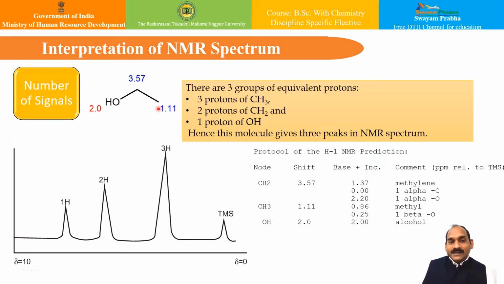So how many equivalent groups are present over here? One kind, two kind, and three kind. And therefore we will have three peaks in this particular case. You can see, there are three groups of equivalent protons: three for CH3, two for CH2, and one for hydroxide. This is OH, and hence this molecule gives three peaks in the NMR spectrum, isn't it?